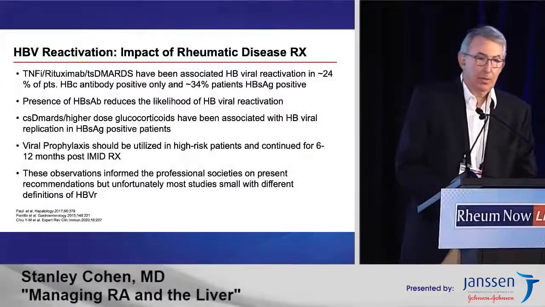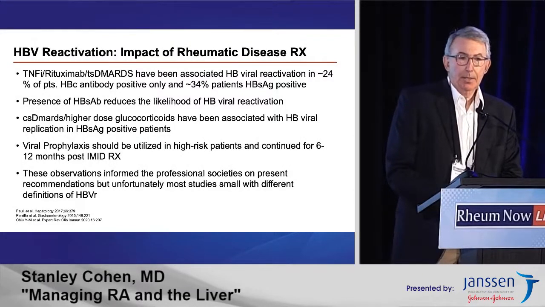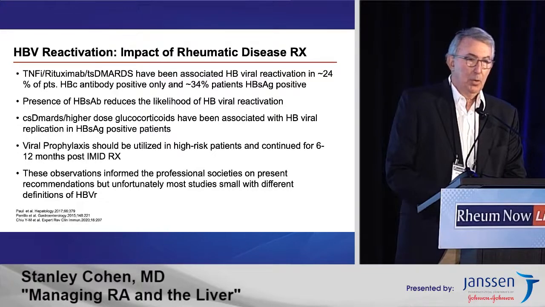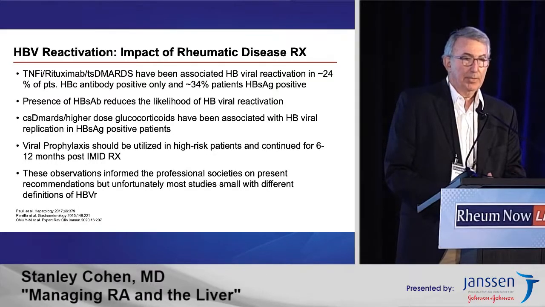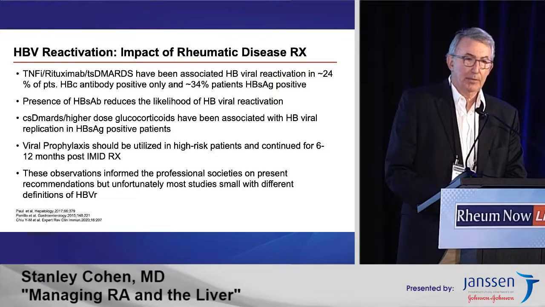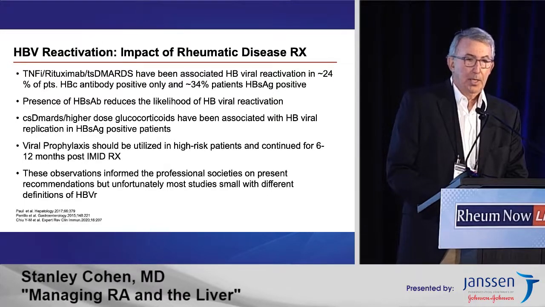So there's been a great deal of literature over the last 2 decades. For all of our therapies, you can find case reports or small series. TNF inhibitors, rituximab, and targeted synthetic DMARDs have been associated with hepatitis B viral reactivation in approximately 24% of patients who are hepatitis core antibody positive only, and if hepatitis B surface antigen positive, another 10% of patients are at risk for reactivation. The presence of hepatitis B surface antibody in those patients reduces the likelihood of reactivation. Conventional synthetic DMARDs to a lesser degree, but high-dose glucocorticoids have been associated with hepatitis B viral replication in surface antigen positive patients. Viral prophylaxis should be utilized, and we'll discuss this in some detail as we finish up, in high-risk patients and continued for 6 to 12 months post-therapy.